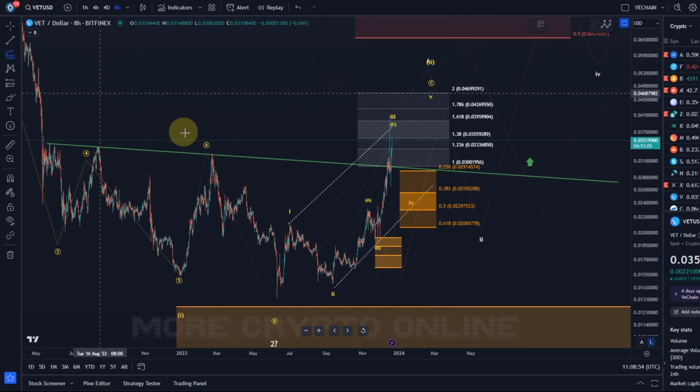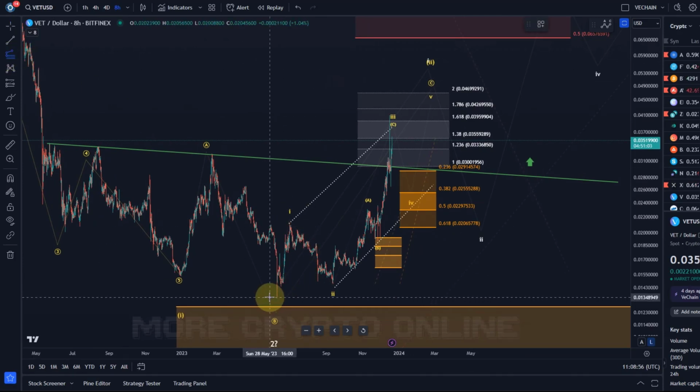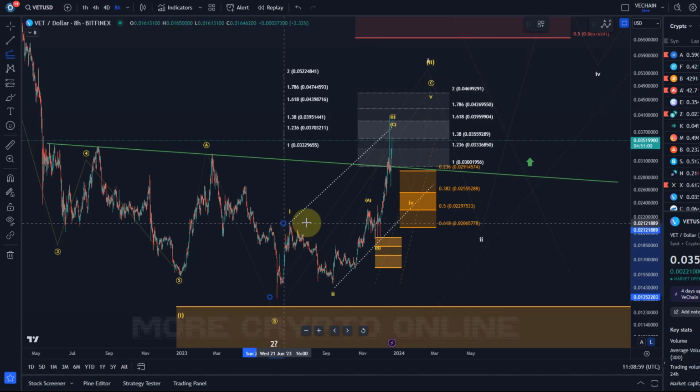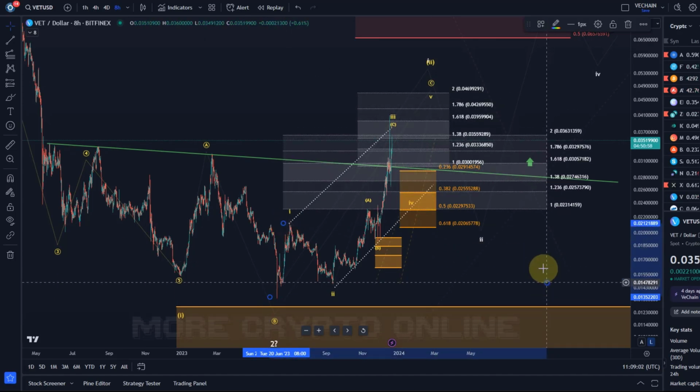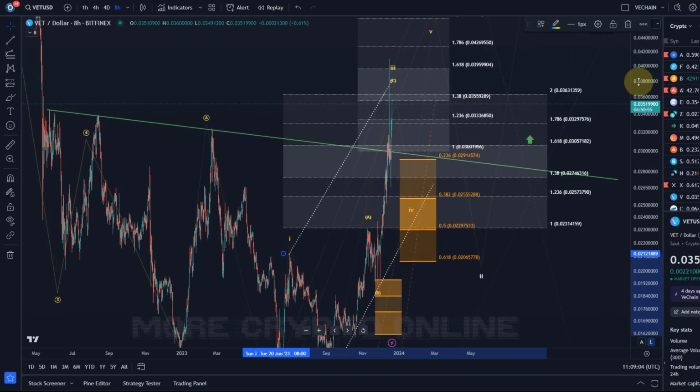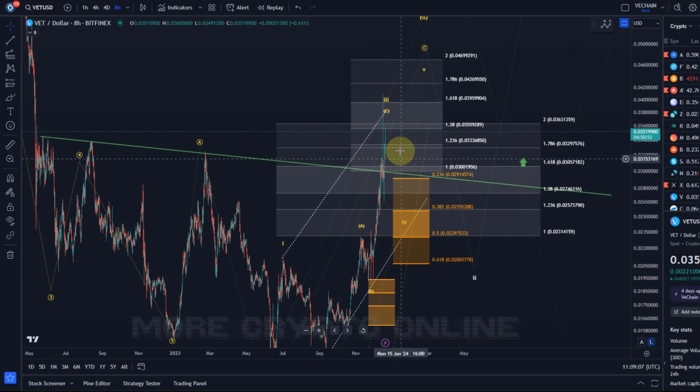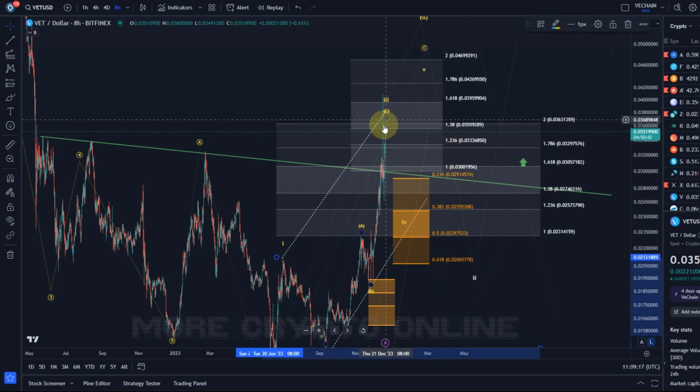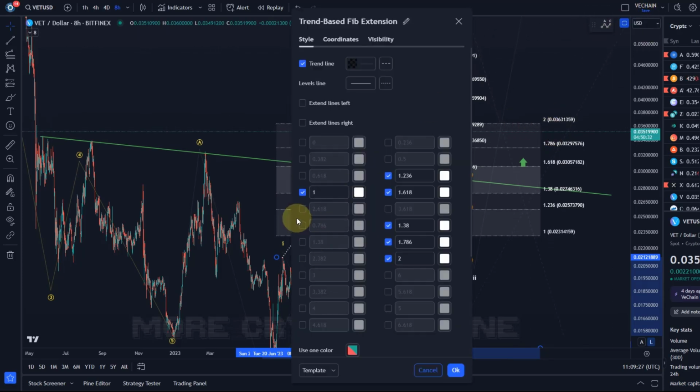Okay, and then there's another way of measuring targets, and that is by taking the length of the wave 1 and projecting it from the low of the wave 2. I often say that if we talk about a diagonal, the ideal target is the 1.38 extension. But that's the ideal target. Cryptos in a third wave like to extend. So we've reached now basically the 200% extension. But that's not even very uncommon. I think Matic in its third wave reached something like the 2.618 extension. So I just want to mention that these extension levels are, of course, possible.